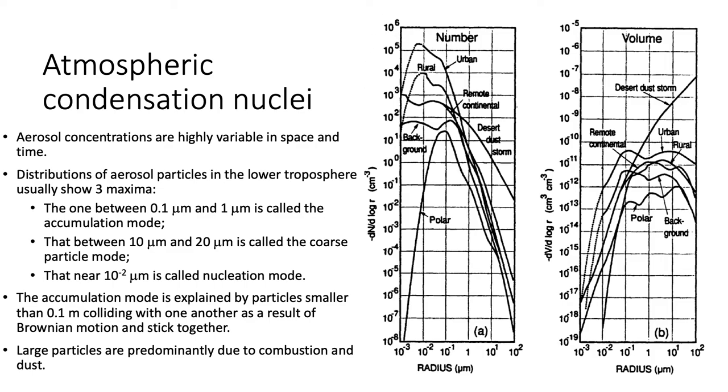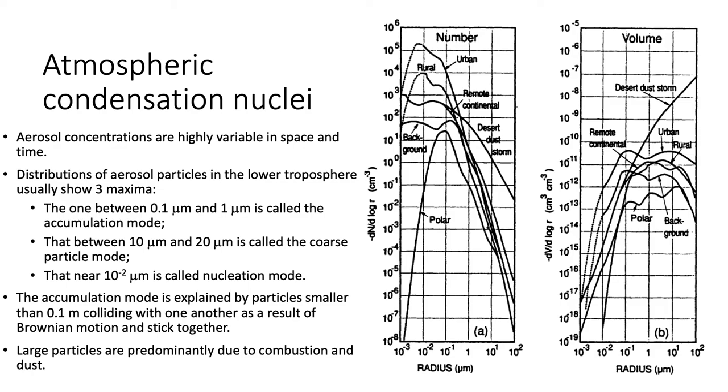We talk about accumulation mode between 0.1 micron and 1 micron. Coarse particle mode between 10 microns and 20 microns. And nucleation modes, anything lower than, I would say, 10 nanometers or 0.01 micron, okay? I think this is pretty much what I had to say.